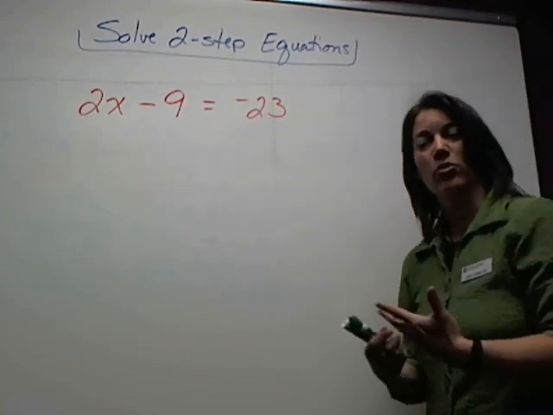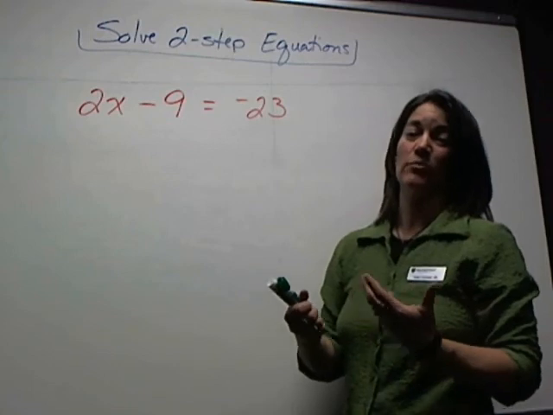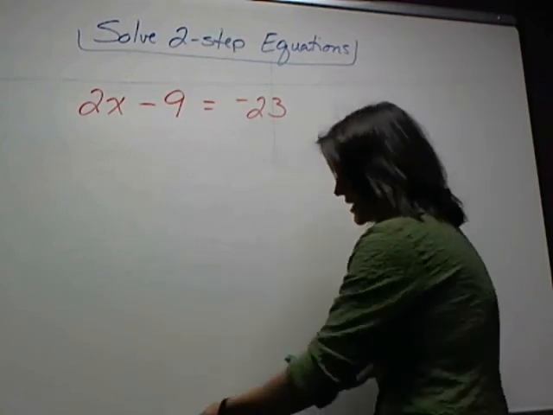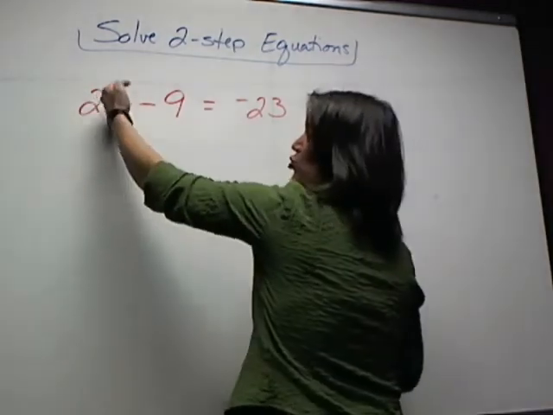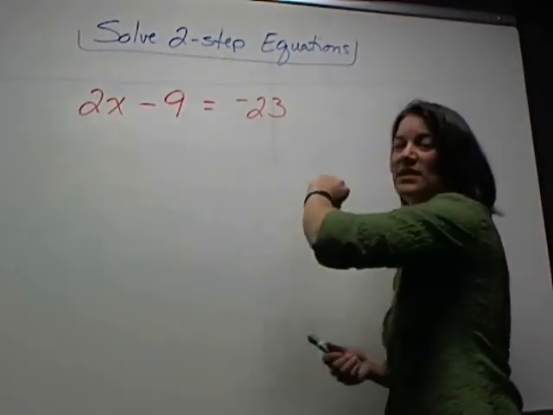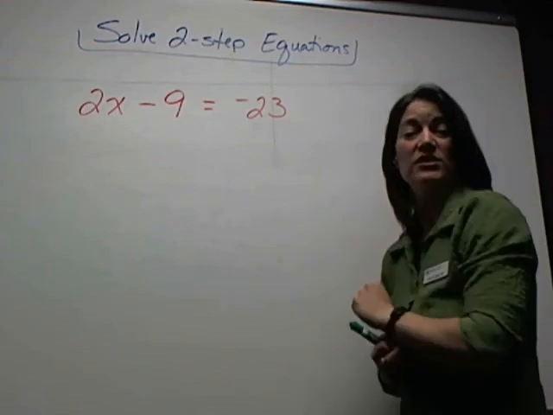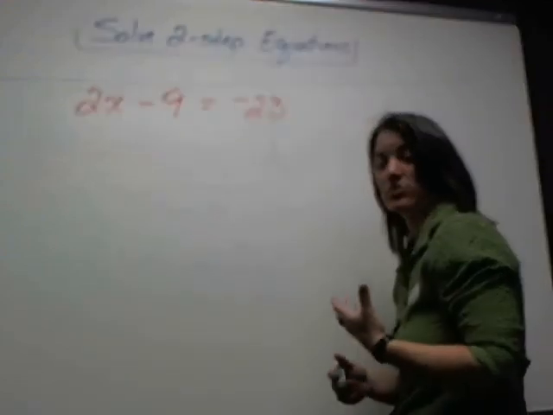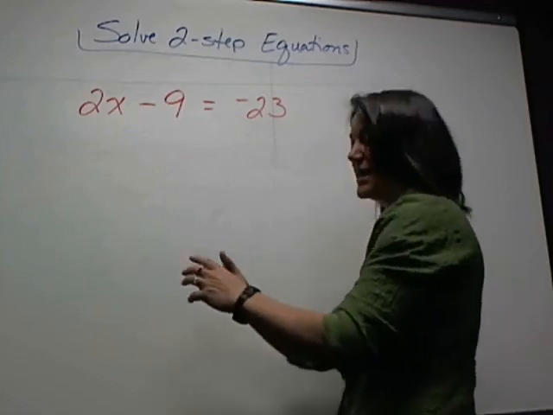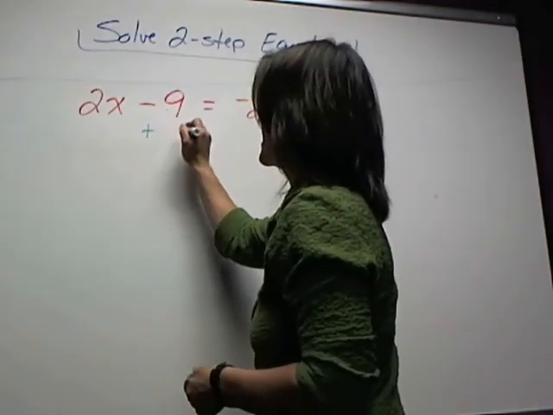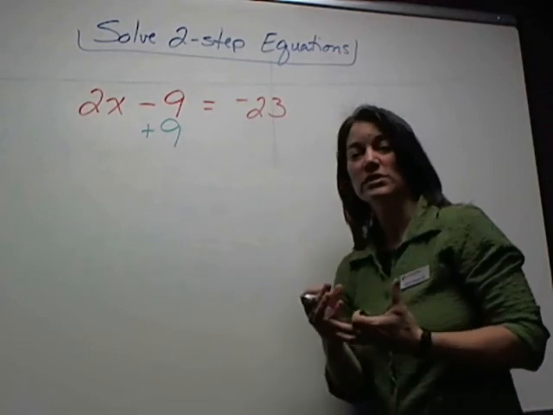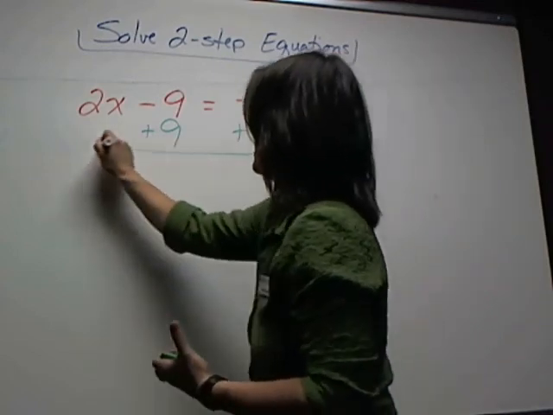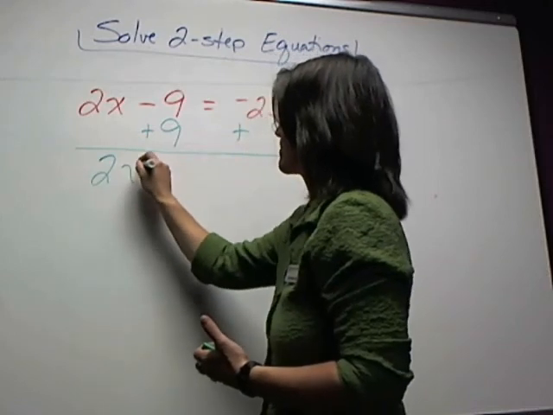So we have to remember all of our rules for adding, subtracting, multiplying, dividing with positives and negatives. Once again, the first thing that we want to do is get the 2x by itself by removing the 9 from the left side and moving it to the right side. It's subtracting 9, so to cancel out subtracting or taking away, I give 9. So I'm going to add 9. Whatever I do to one side, we have to do to the other side. Notice how I nicely lined up my numbers.